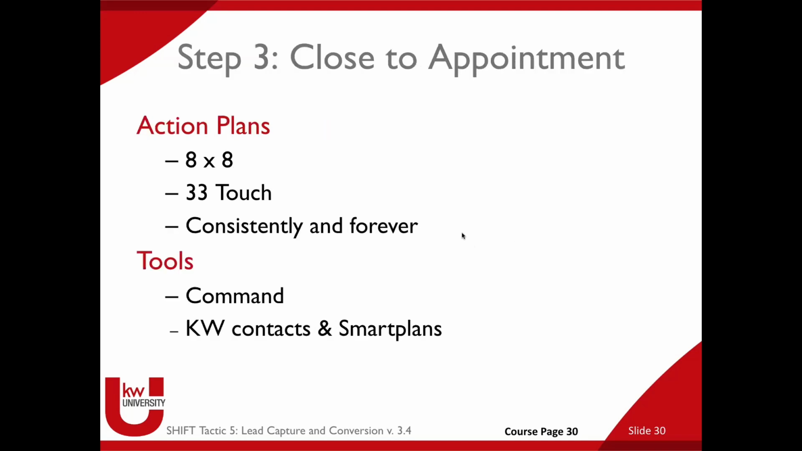Awesome. So that's cultivating. So close to appointment, action plan. What's the action plan? Do an 8x8. If you met the person or you connected with the person for the first time over the phone, WhatsApp, Viber, or wherever, do an 8x8. What's an 8x8? 8x8 is the next 8 weeks, connect with them 8 times. Touch them 8 times. If you read the MREA book here, 8x8 is absolutely one of our systems and models for lead generation. 33 touches. After the 8x8, touch them 33 times a year using a system. Consistently and forever, right? Do not stop touching base and connecting with them and asking for appointments.